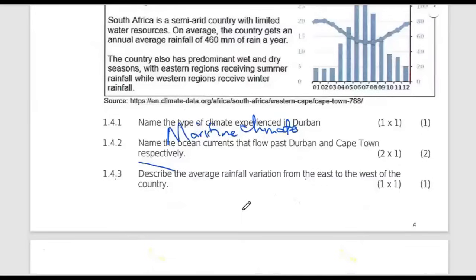Right. So the ocean current at Durban, the ocean current there is the warm Mozambique.